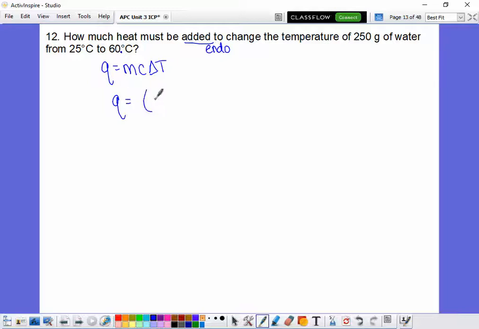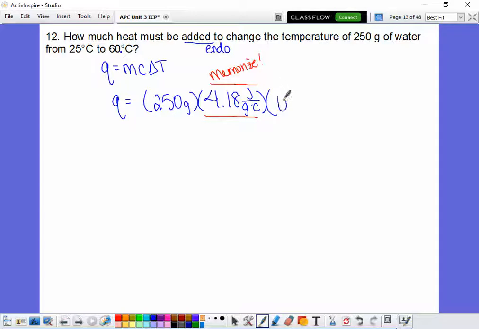So mass is what? 250 grams. C for water is 4.18 joules per gram degree Celsius. Like I said, I do want you to memorize this. And then delta T is always final minus initial. We're ending at 60 degrees Celsius, and we're starting at 25 degrees Celsius.